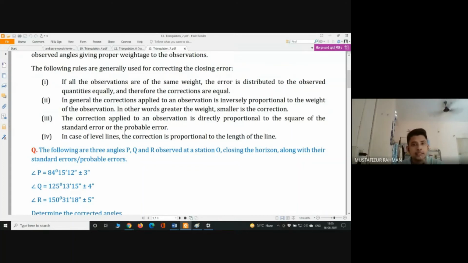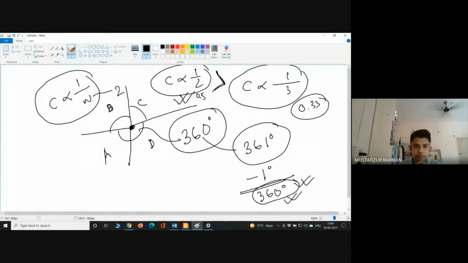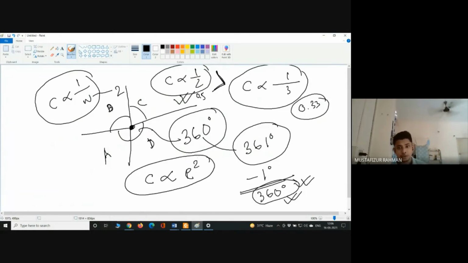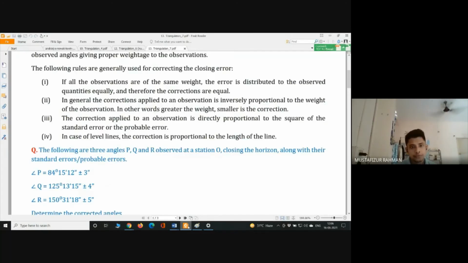Then the correction applied to an observation is directly proportional to square of the standard error. Okay, square of the standard error. So if the standard error is higher, obviously it is clearly given that that value will require higher correction. So this is again an easy point. And the fourth point, in case of level lines, correction is proportional to the length of the line.